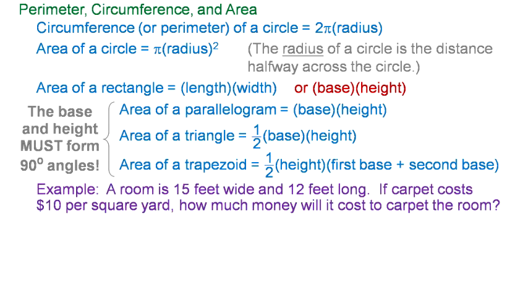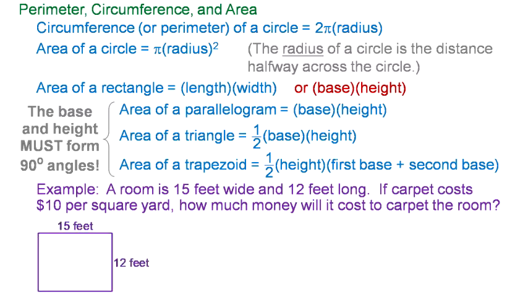For my next example, I'm going to suppose that I have a rectangular room that is 15 feet wide and 12 feet long, and that I want to put carpet that costs $10 per square yard in the room. To figure out the amount of money that it will cost me to do this, I'll start by drawing a picture of the room.